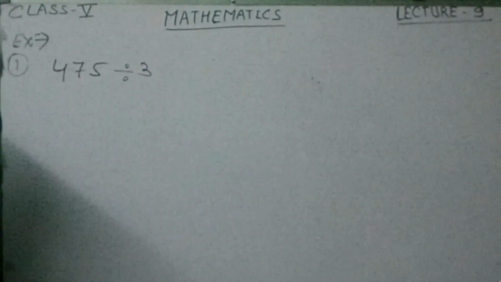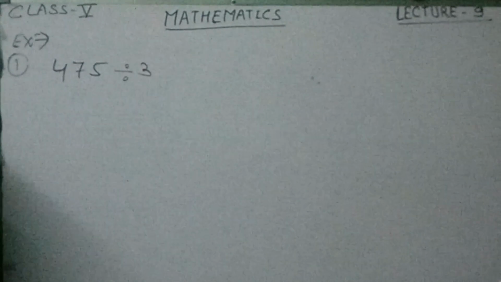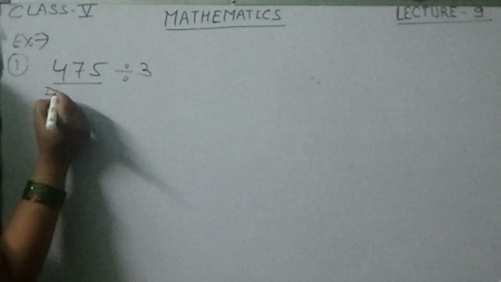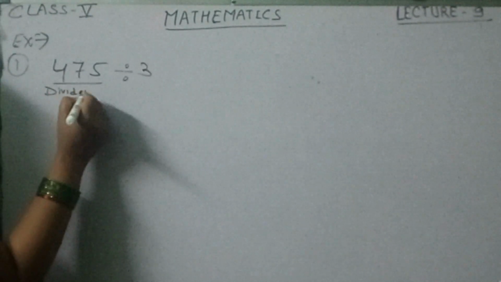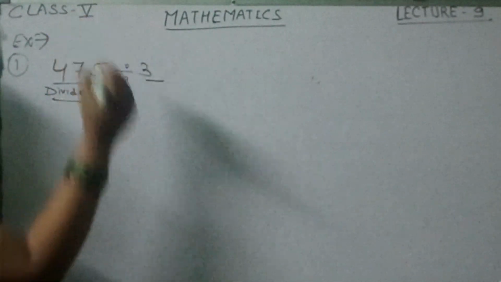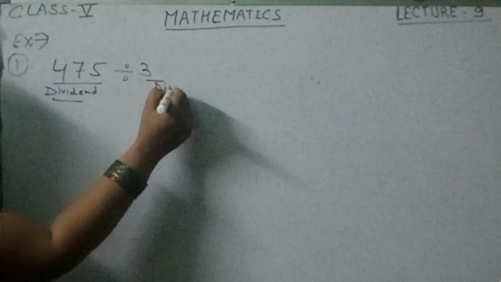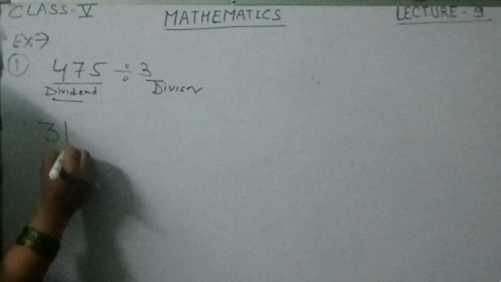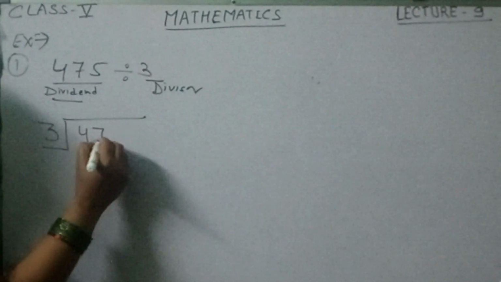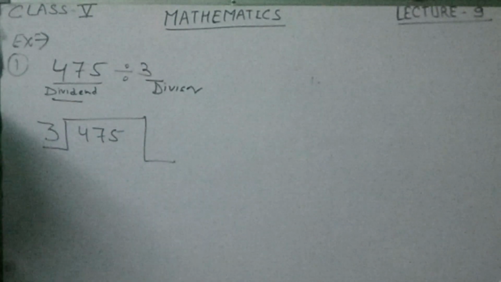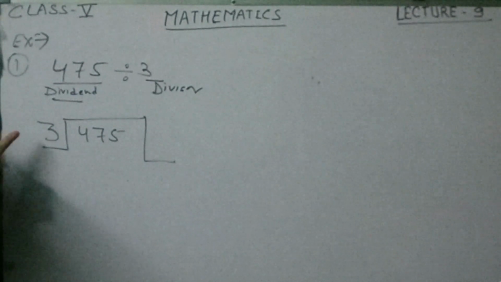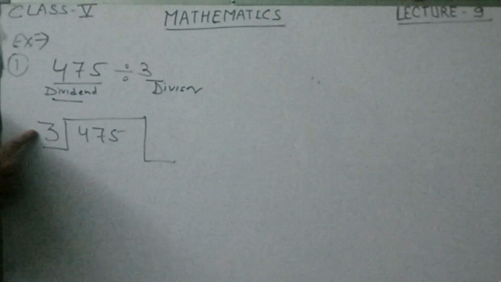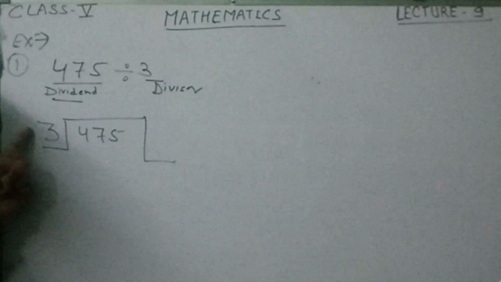We will start from the small number. Okay, see here this number is the dividend, and this one is the divisor. See here how to write 3, 4, 7 and 5. Students, always remember here single digit, you have to see here single also. Now see, compare the numbers 3 and 4.